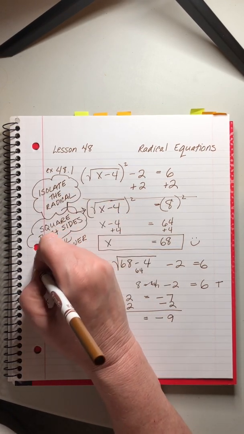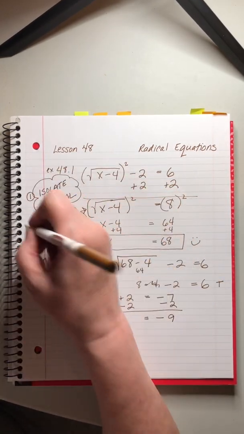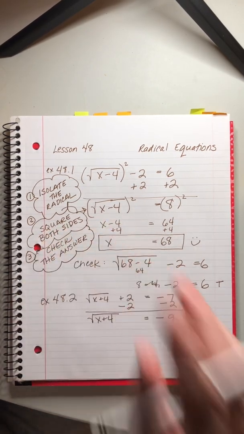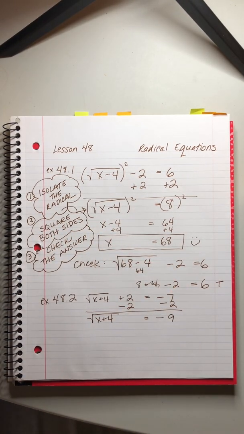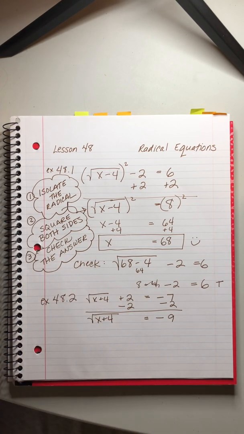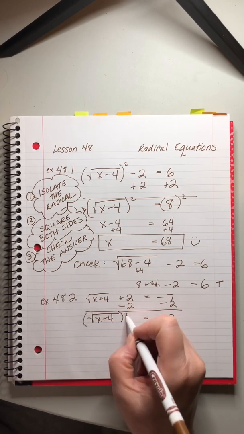Those are the 3 steps. 1, isolate the radical. 2, square both sides and solve. I'm not going to write that. You guys know how to do that now. And then 3, check the answer. I'm pretty happy with those puffy clouds of knowledge, you guys. That's pretty awesome. Okay, so now we square both sides.